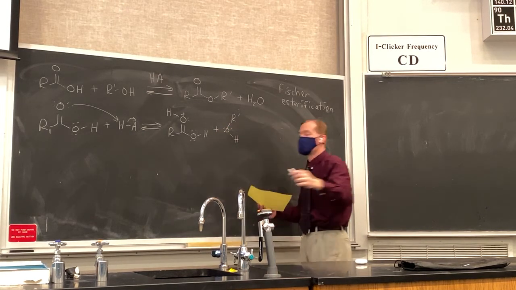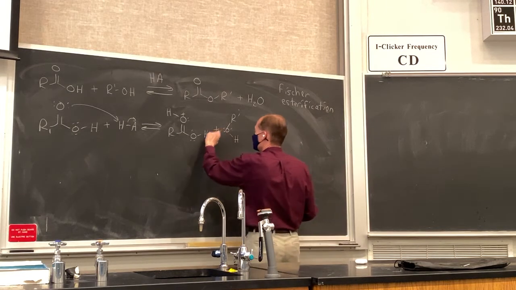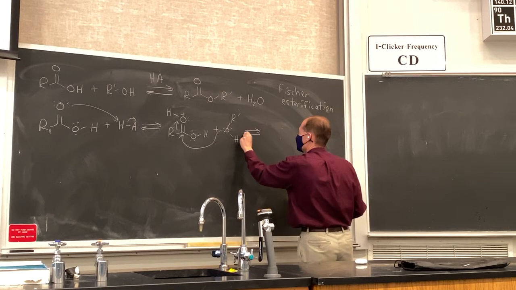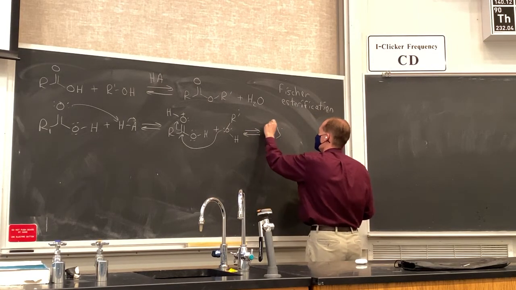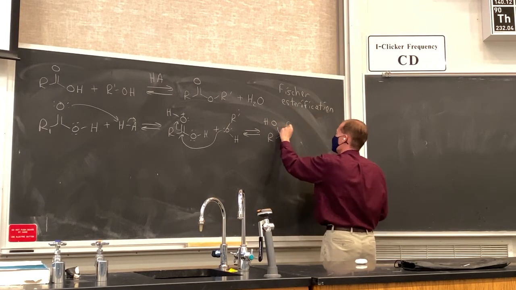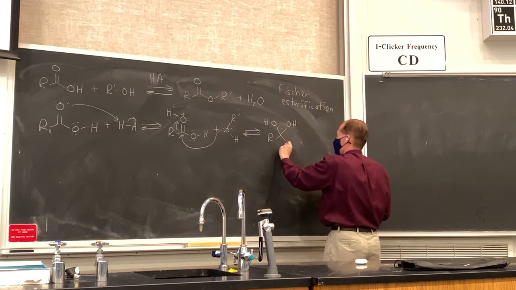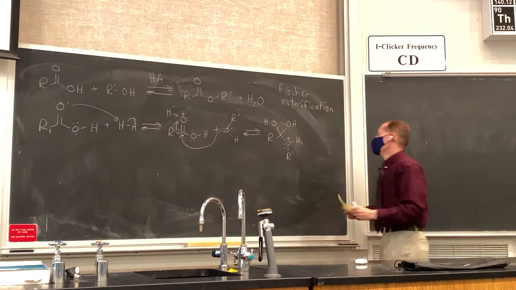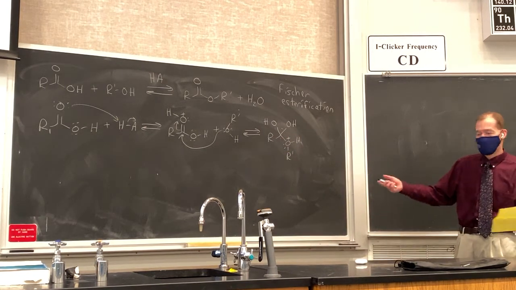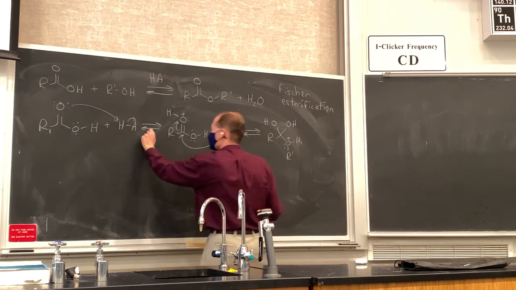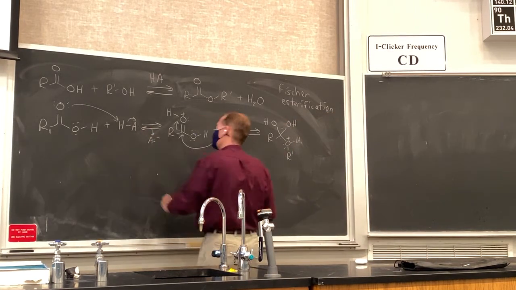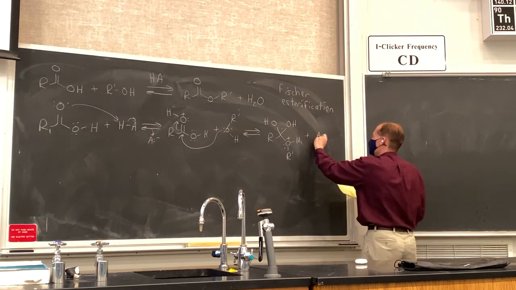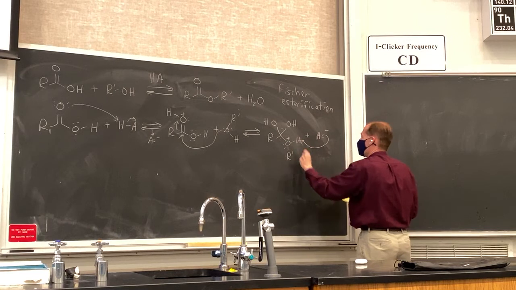Then we use our alcohol as a nucleophile. That alcohol comes in and attacks our protonated carbonyl. That gives us a protonated tetrahedral intermediate. We formed the conjugate base of our acid here in step 1, so we can use that conjugate base over here to deprotonate.